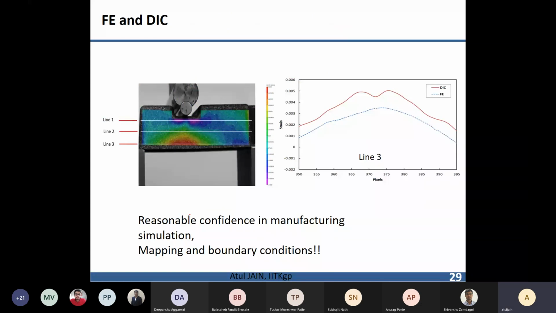And digital strain correlation gives me the strains at every point. We calculated strain at every line. So this blue dotted line is the FE strain. This red line is my experiment. Can anybody guess why this offset is there?